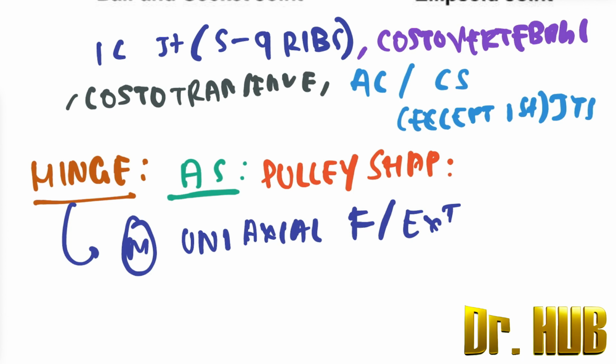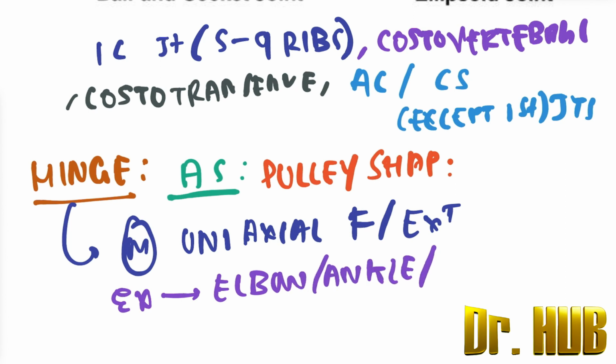What are the examples of the hinge joint? The examples include the elbow, the ankle, and the interphalangeal joints.